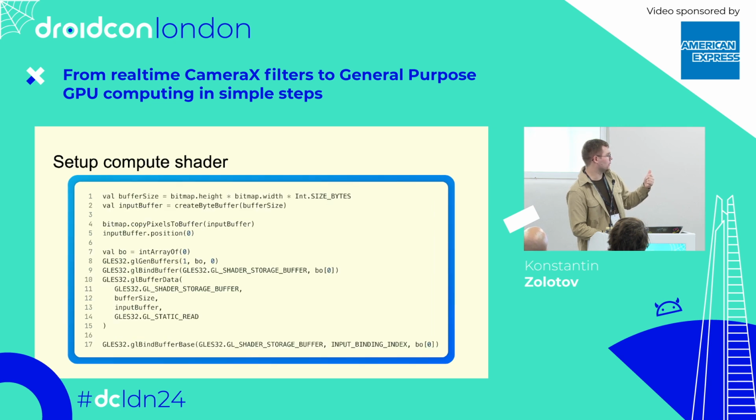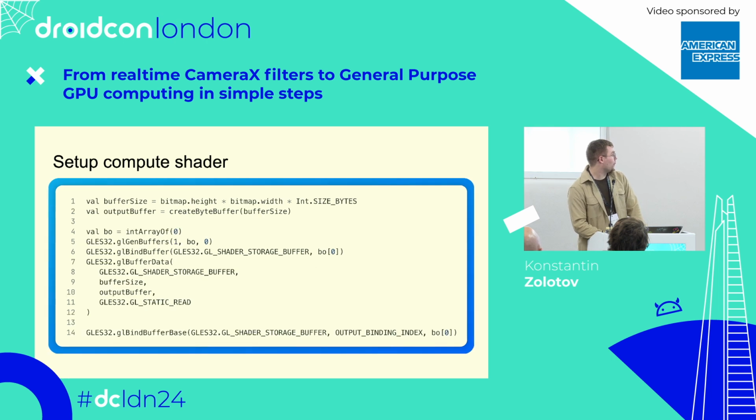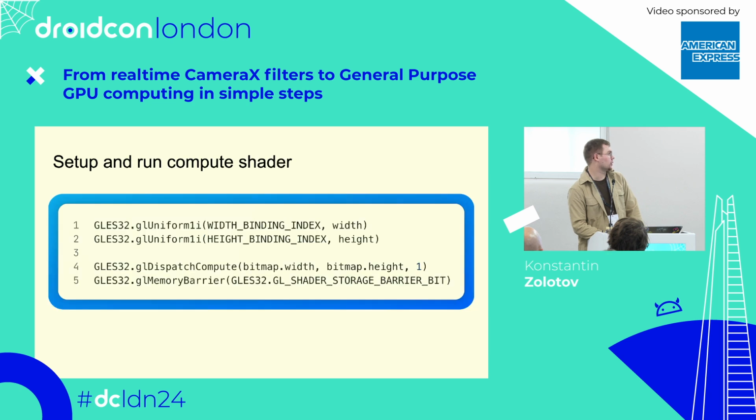Now see here, line 17, it has input binding index. This is the index specified in the shader, so we just know where to bind. There is another option: we can ask after the shader is compiled for the location of that variable, but this is just faster. Similarly, we do the binding for output buffers and dispatch. So yes, we set the image width and image height.